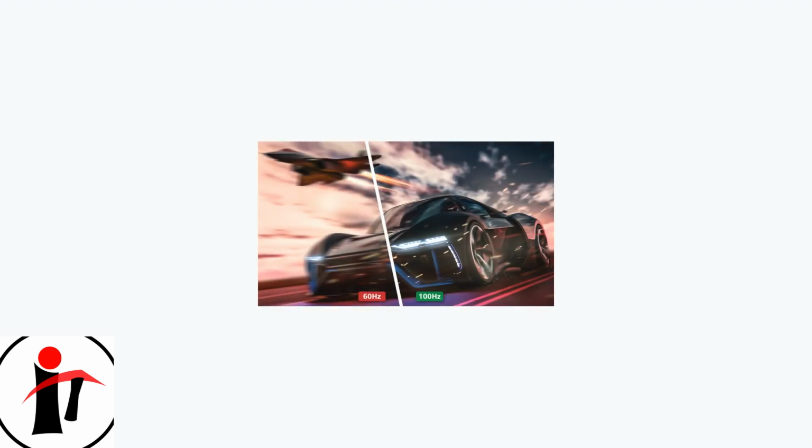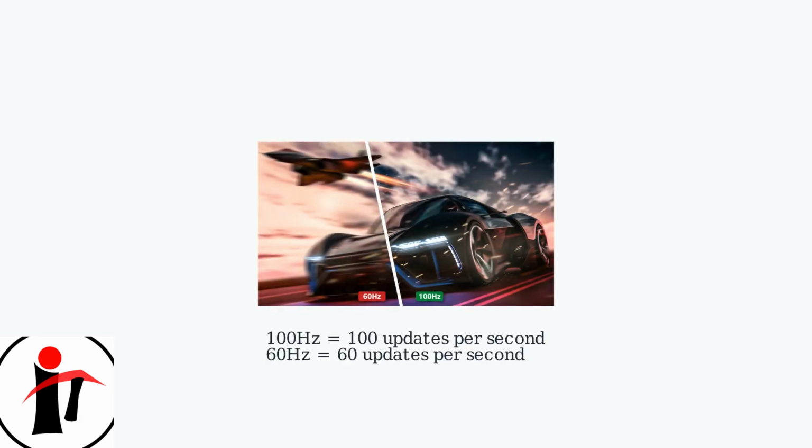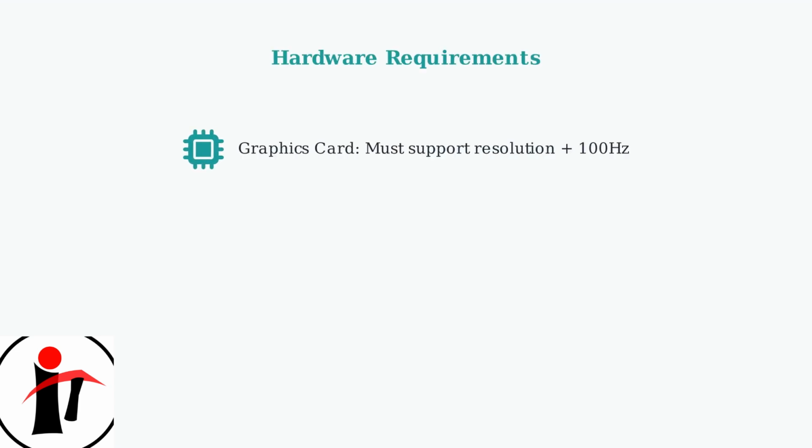A 100 Hz refresh rate means your Sceptre monitor updates the displayed image 100 times per second, compared to the standard 60 times per second on traditional displays. To achieve 100 Hz on your Sceptre monitor, several hardware requirements must be met. Your graphics card must support both the desired resolution and refresh rate combination.